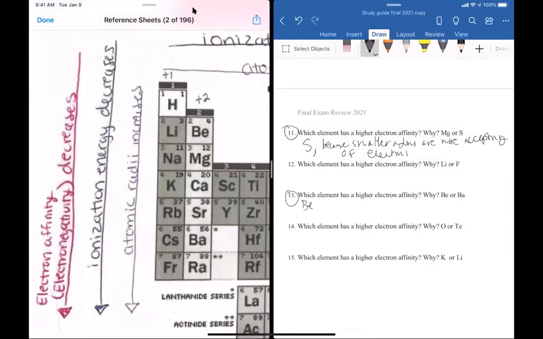And again, you can use the same explanation as number 11. You can say because smaller atoms are more accepting of electrons. Okay, you can say that same explanation. Are there any questions for periodic table trends?